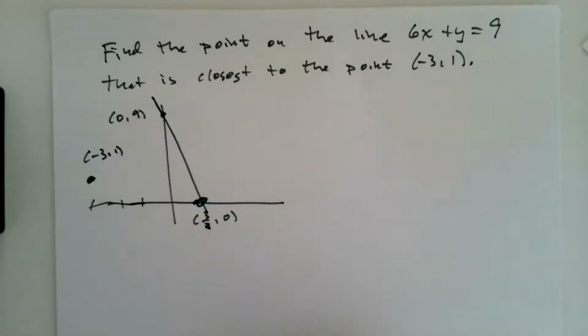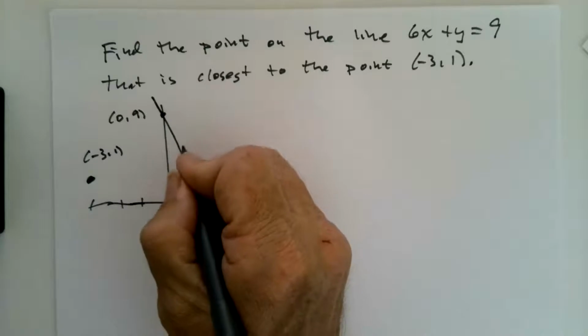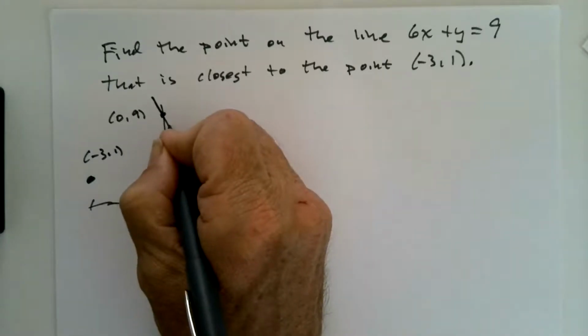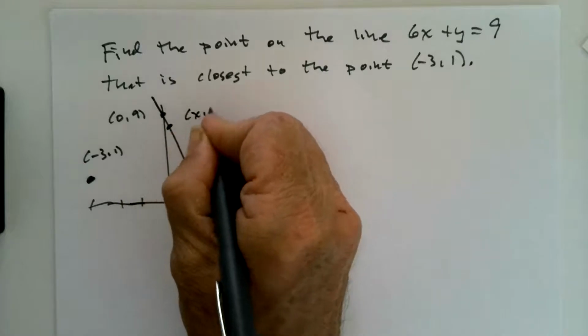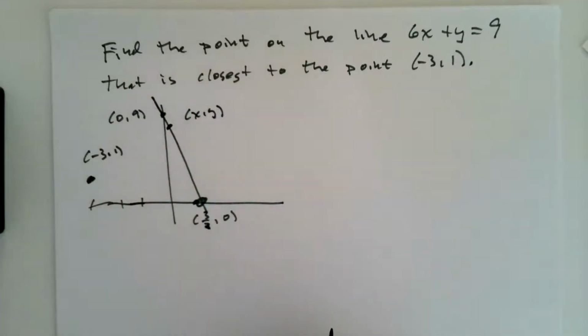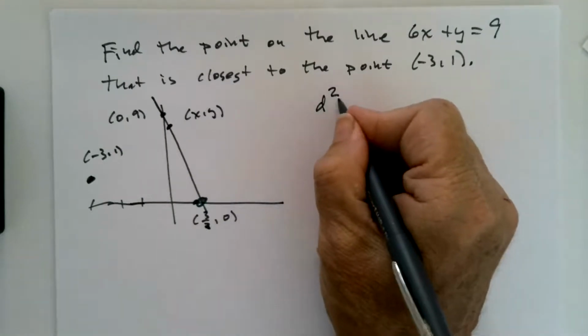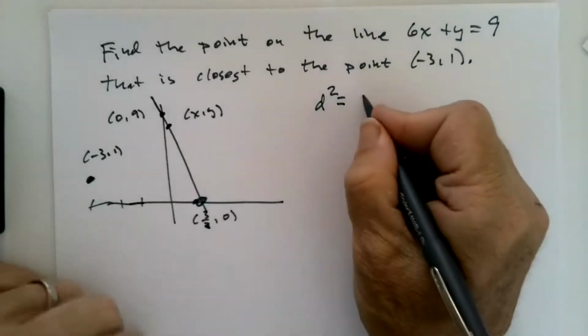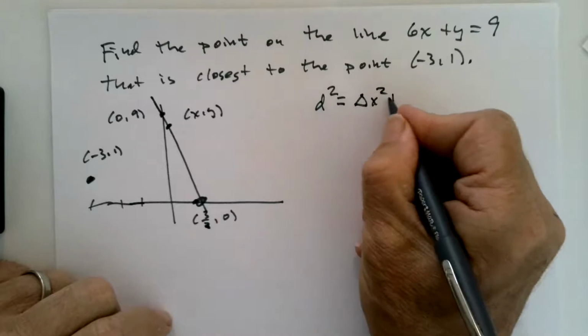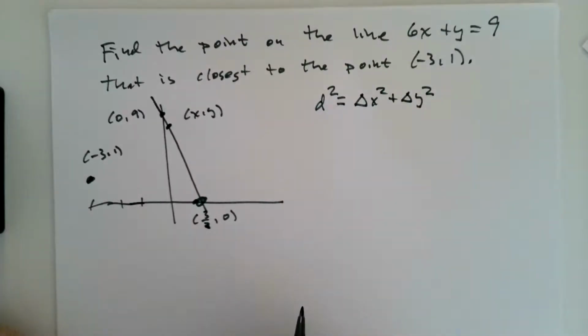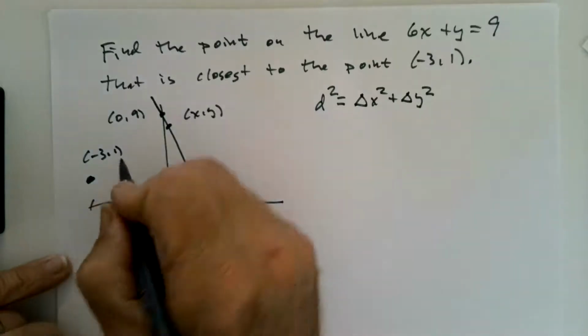So we need to figure out some way to do this. And I think the simplest way to do this is to pick a generic point on this line, call it (x, y). And rather than looking at distance, let's look at distance squared. Distance squared is change in x squared plus change in y squared. So we can look at that.